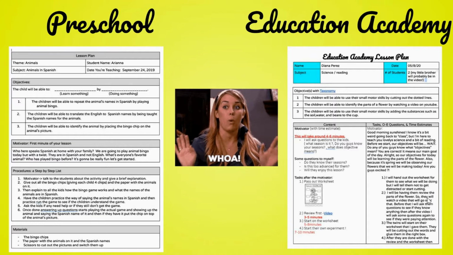You can see that we have 3 objectives still. The subject, your name, the date, motivator, and then some procedures. So the layout's a little bit different, but the goal is the same.